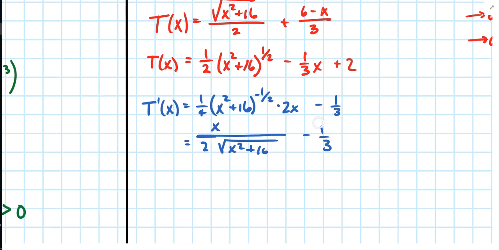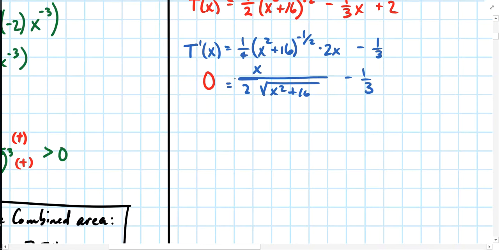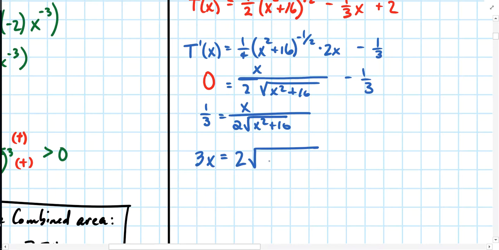And I'm sure there's some other algebra that we can perform to combine like terms, but I don't really think that's going to be necessary, because remember, our whole objective is to find when this first derivative is equal to 0, or when it doesn't exist. And if we've got this equation equal to 0, I can add 1/3 to both sides of the equation. And now if I've got a pair of fractions that are equal to one another, I can cross multiply. So 3x is equal to 1 times 2 times the square root of x squared plus 16.